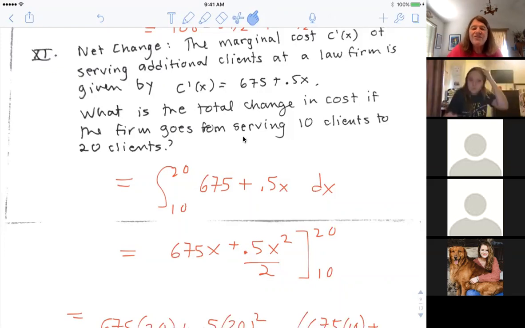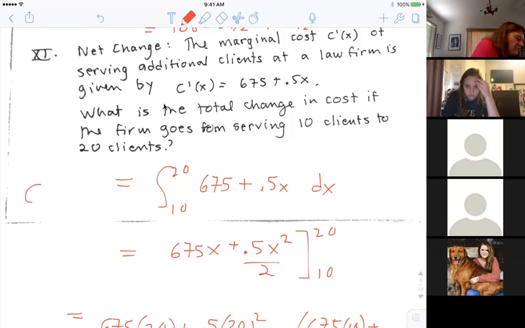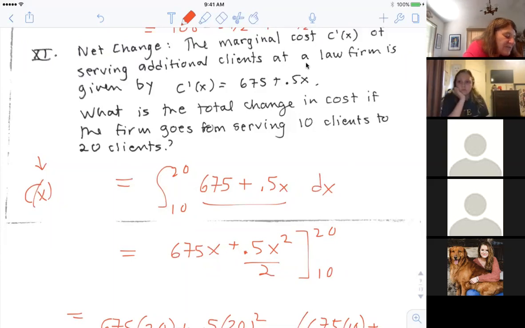So that's what I did. I took the antiderivative to find this cost function, this net change in cost. I'm first going to take the antiderivative of that marginal cost right there. We know how to do that. It's just the power rule, and the integral of any constant is that constant times x. Notice you can check because the derivative of this is 675. If you take the antiderivative of 0.5x, it'll be 0.5x squared over 2 because you're adding 1 to that power, 1 plus 1 is 2, and then that other 2 down there.